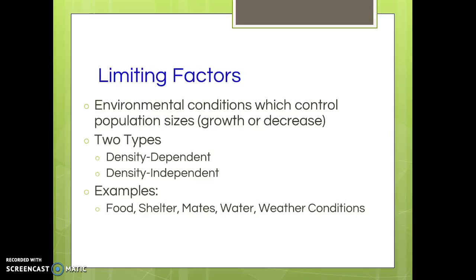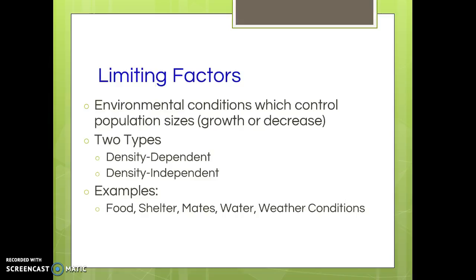Limiting factors. Now look at the word limiting. When you see that word limiting, you're going to be limiting something. You're going to be restricting something. So these are environmental conditions which control population size. Okay? So it can allow growth or it can allow decrease. There are two types of limiting factors that we will cover in class. We'll practice with these. They're called density dependent and density independent.